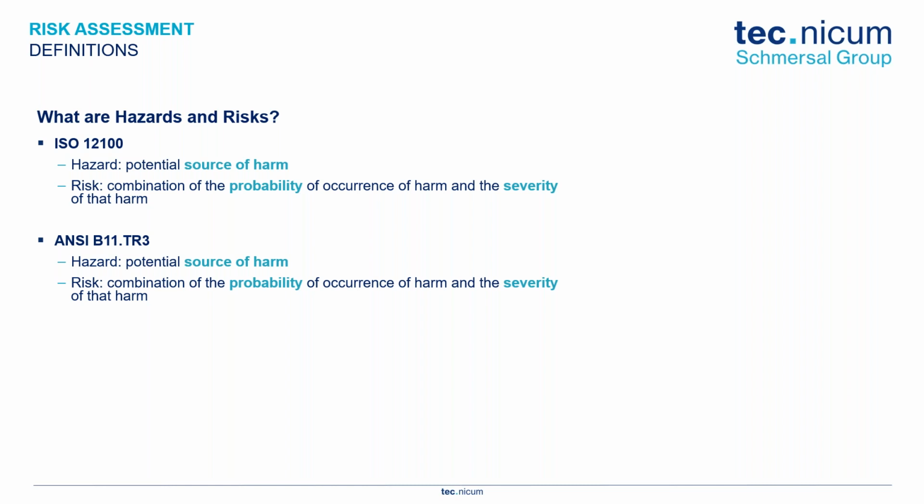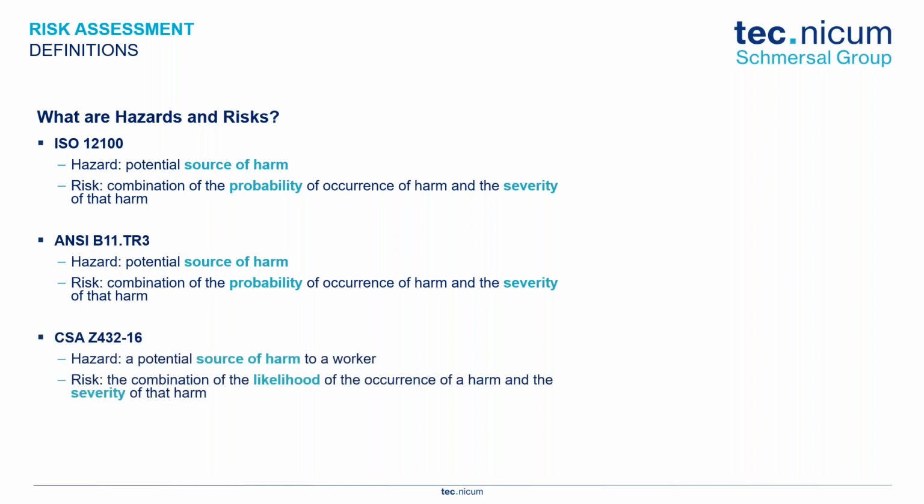When we look at the Canadian standard, there's just a minor difference, right? As far as the definition of hazard, they add in to a worker, right? Potential source of harm to a worker. And then for risk, again, a very minor change, they went from probability to likelihood. Let's look at an example.